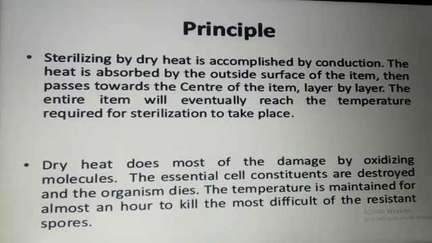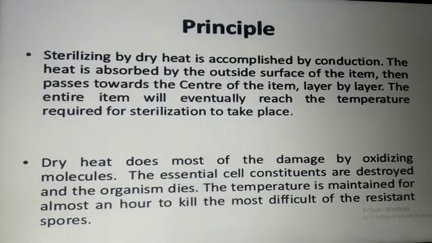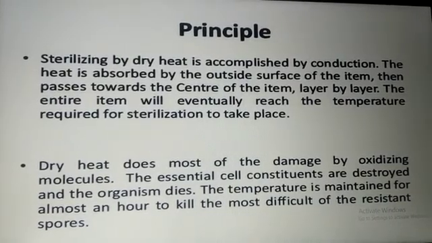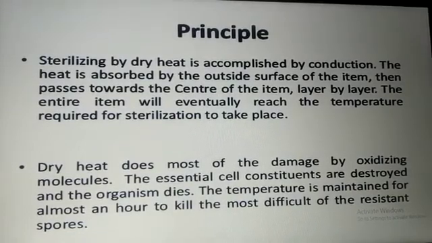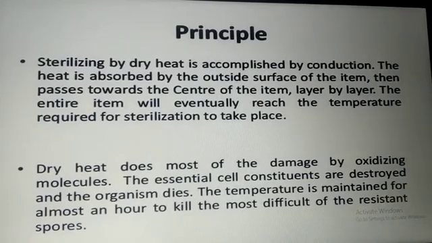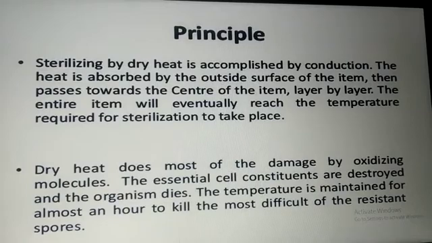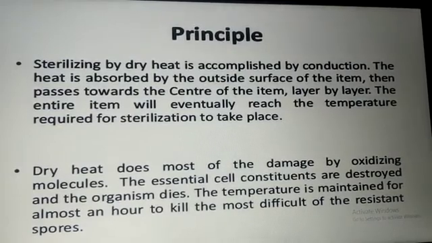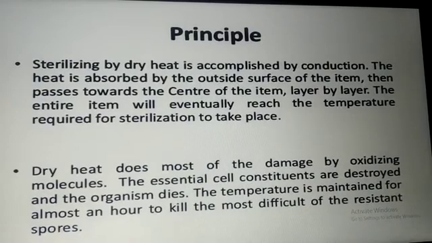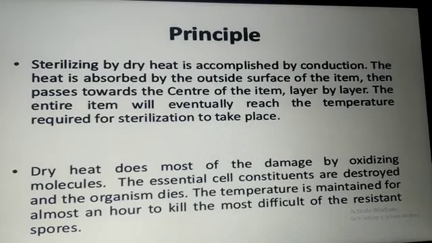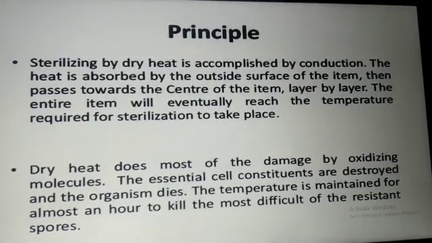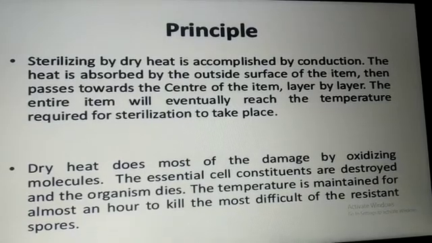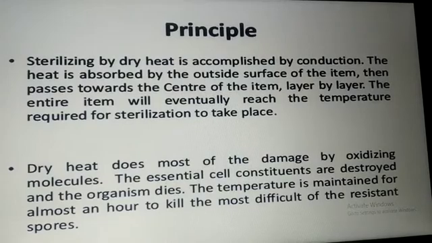Now you have to know the principle of this instrument. Sterilizing by dry heat is accomplished by conduction. The heat is absorbed by the outside surface of the item, then passes towards the center of the item layer by layer. The entire item will eventually reach the temperature required for sterilization to take place, and dry heat does most of the damage by oxidizing molecules. The essential cell constituents are destroyed and the organism dies. The temperature is maintained for almost an hour to kill the most difficult of the resistant spores. So this is the principle of this instrument.